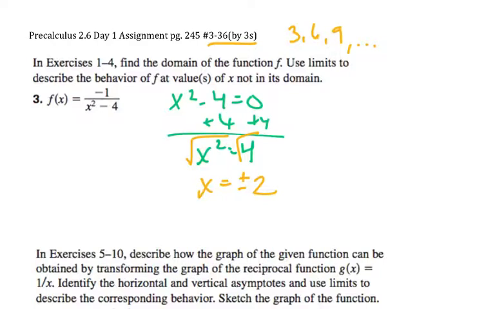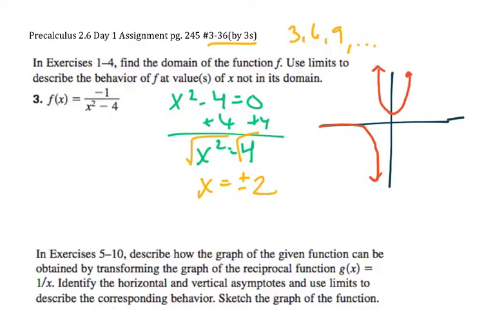x equals negative 2. If we take the time to graph, and of course you can do this on your graphing calculator, we end up with an equation that looks like this. And so of course right here is our negative 2 asymptote, and right here is our positive 2 asymptote.